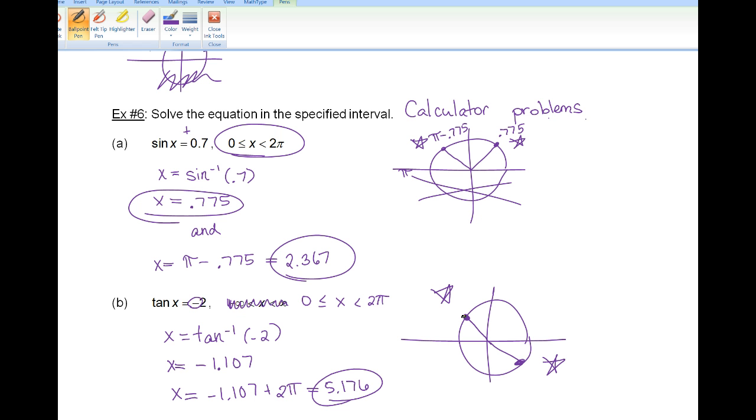You could subtract pi. That would be fine. But how would you get to it? Remember, we said it was this quadrant. This was negative 1.17. How do you know that's negative 1.17? You put it in the calculator.